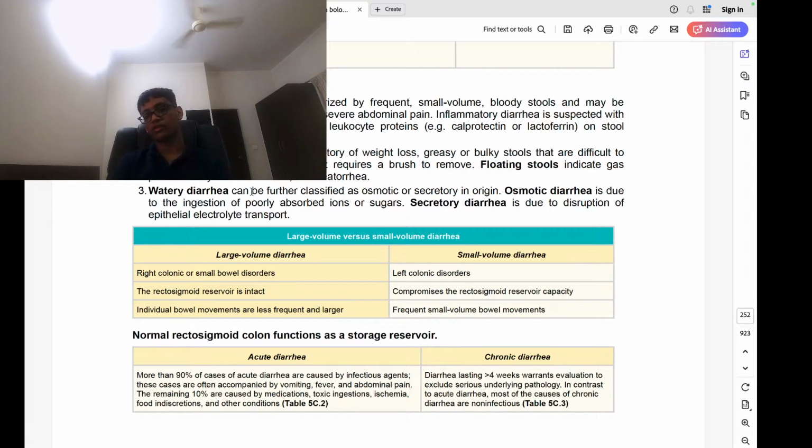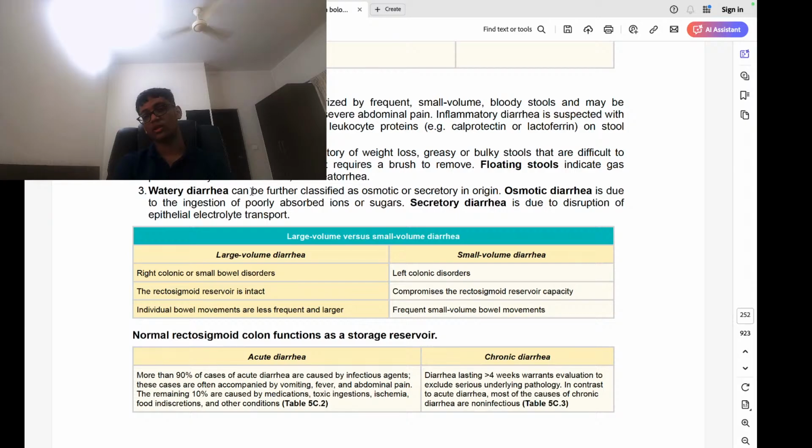Watery diarrhea can further be classified as osmotic or secretory in origin. Osmotic diarrhea is due to ingestion of poorly absorbed ions or sugar, and secretory diarrhea is due to disruption of epithelial electrolyte transport. Large volume versus small volume diarrhea: large volume diarrhea is a right colonic or small bowel disorder.